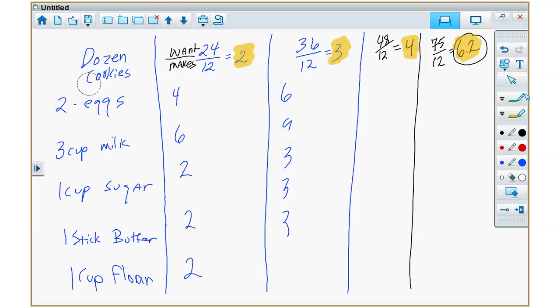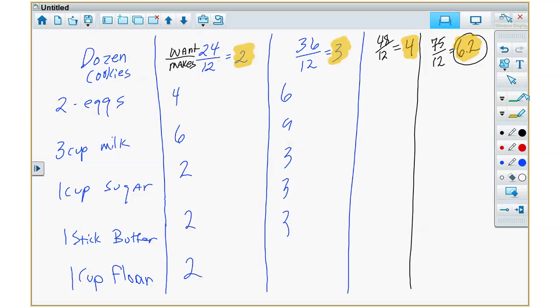So you multiply, instead of 2 eggs, you put how many eggs? 6 eggs, and here it'd be 8 eggs, and here it'd be 12.4 eggs, which is 12.5 eggs. See what I'm saying? Nobody's going to multiply by 6.2. You're going to multiply by 7, and then you're going to make 75 cookies and eat the rest. Okay? I'm just showing you all these that are highlighted in yellow. These are multipliers. They're called constants that you multiply by.